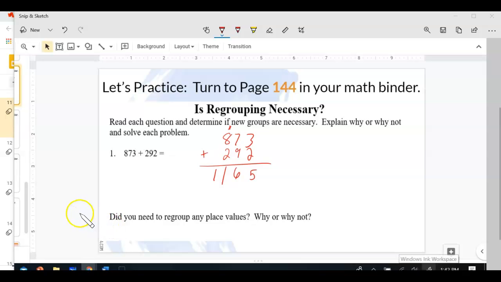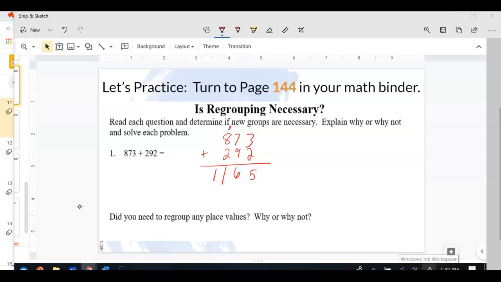Okay, so you've had a chance to work on the problems for page 144. And we're going to take a look at them. Okay, is regrouping necessary? Read each question and determine if new groups are necessary. Explain why or why not. So I went on and did them. I solved the problem in the standard algorithm, okay? And you could use any method that we have previously talked about here.